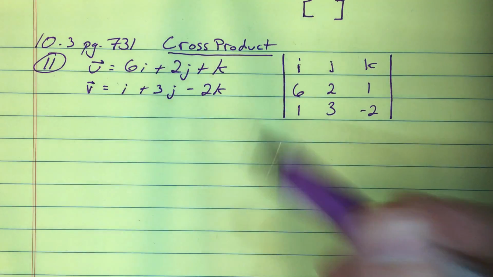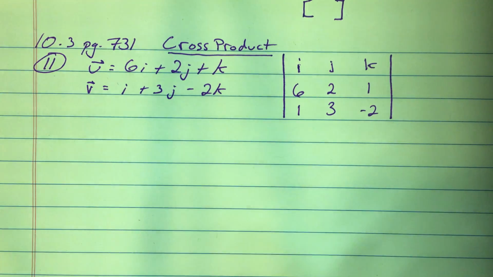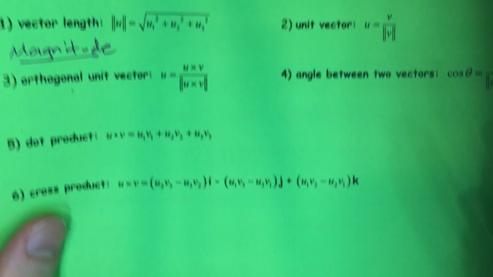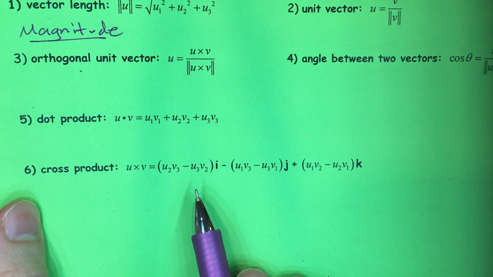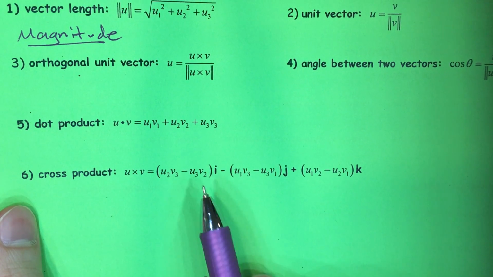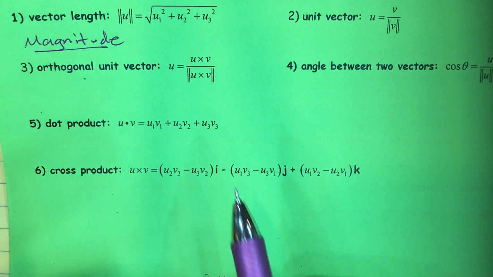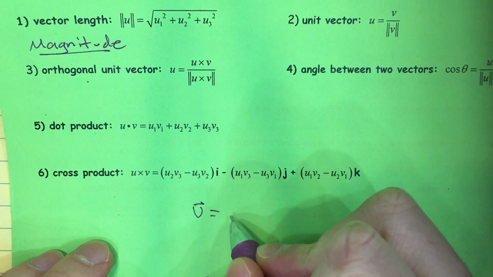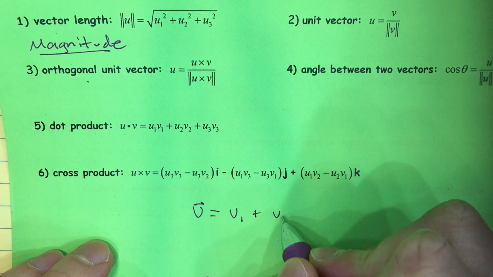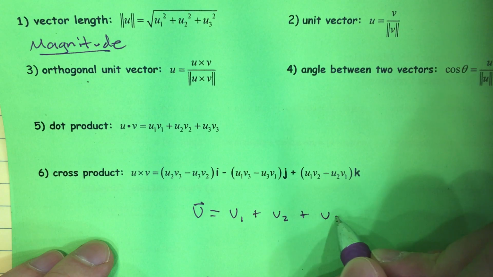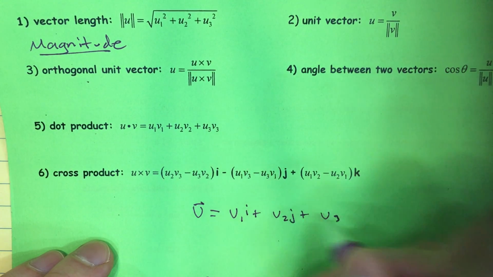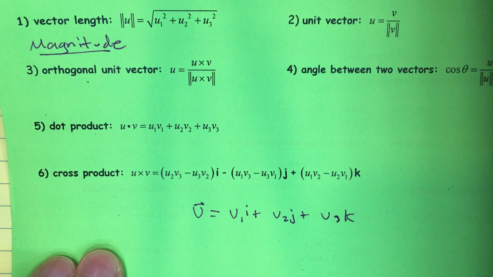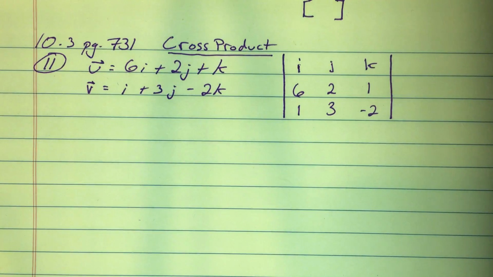So once you do this, our formula, I should say, is on the formula sheet. It's the last one there, cross product. And this is written a little bit different. This is saying that if you had vector u being made up of u1, u2, and u3 as your coefficients on i, j, and k, then you can set it up that way, and v would look the same way with v1, v2, and v3, and then you can just plug those in. So if you want to use that method, you can. So let's go back to this one.